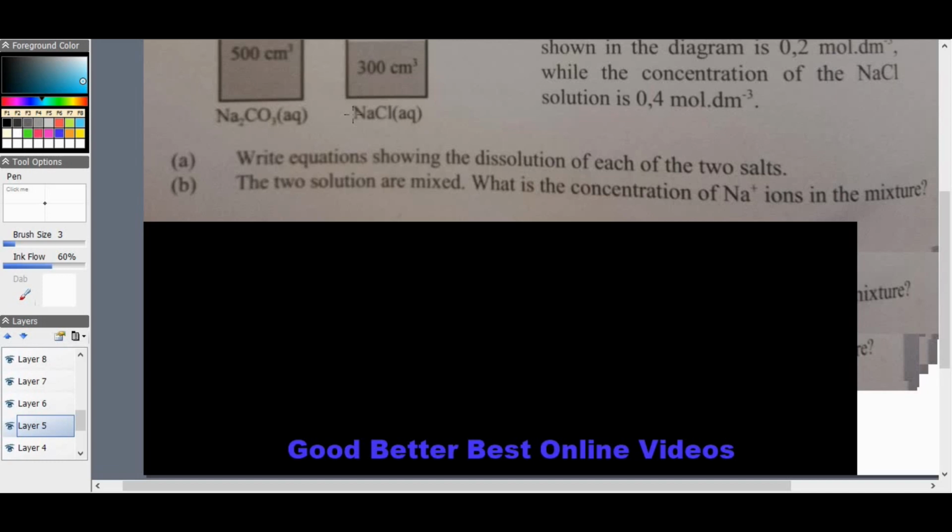To determine the concentration of the ions in the mixture, the total number of moles of sodium ions and the total volume of the new solution must be determined. So first of all, we've got to calculate the number of moles.